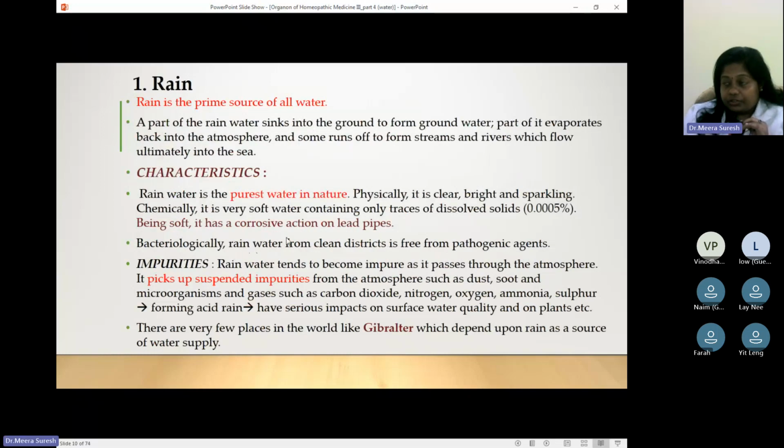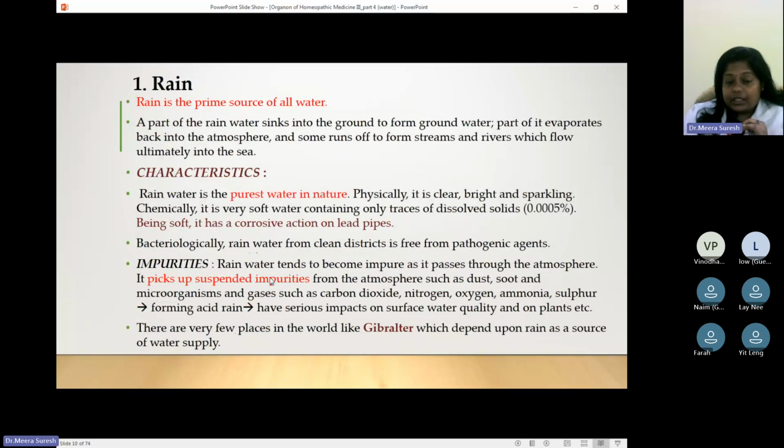Bacteriologically, if rainwater is moving through an environment free of suspended organisms, or cleaner districts, it is free from pathogenic agents. But if it is falling over a very polluted city, then even the rainwater is not safe. Rainwater tends to become impure, though it is the purest water when falling from the clouds. As it moves through the different layers of the atmospheric strata, and depending upon the area where it falls, it becomes impure.